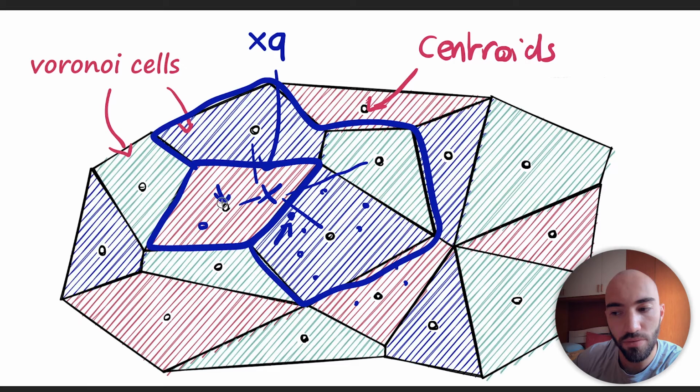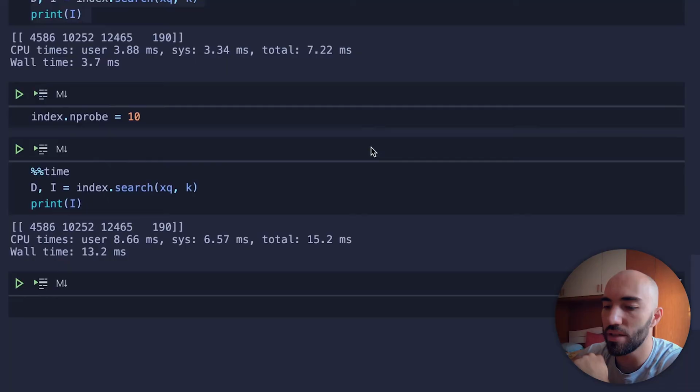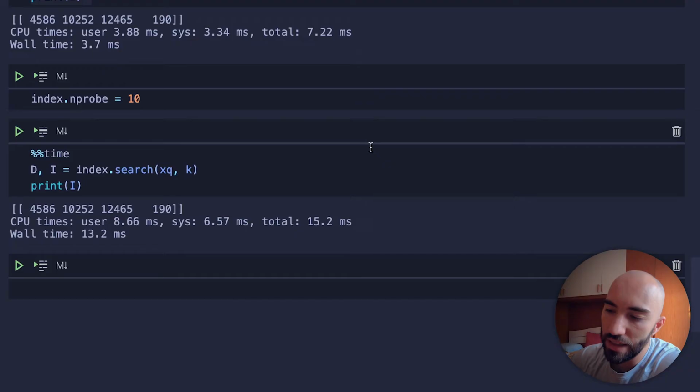Now, if we increase it again to, say, 6, these two cells might also be included. Now, of course, when we do that, we are searching more, so we might get better performance, better accuracy. But in terms of performance in time, it's also going to increase, and we don't want time to increase. So there's a trade-off between those two. In our case, we don't really need to increase this, so don't really need to worry about it. So that is the index IVF.